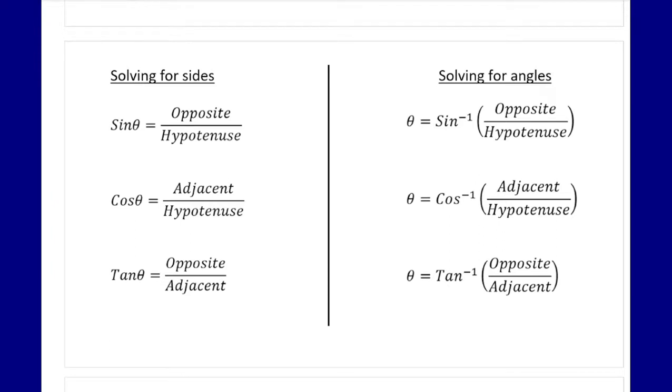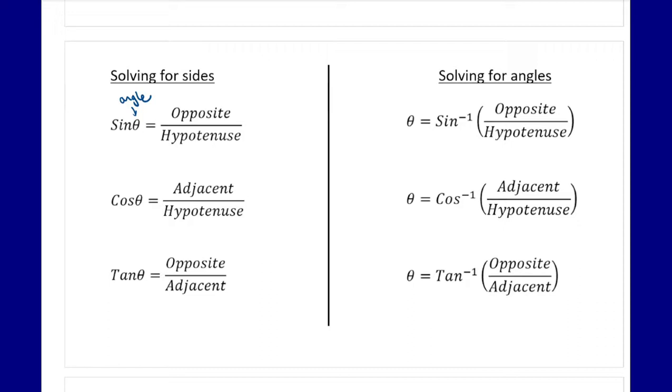So sine theta, again, this little symbol here, theta, just refers to an angle. So it could be an angle that we're given or an angle that we're trying to find. But the main thing here is that that's what that symbol represents. So sine theta equals opposite over hypotenuse. Cosine theta equals adjacent over hypotenuse. And tan theta equals opposite over adjacent. So the same formulas that we saw in the phrase SOHCAHTOA.